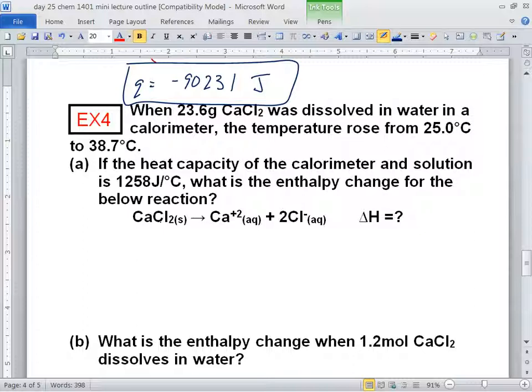The first part you use the temperature. C delta T. Yeah, because they gave us heat capacity. So it looks like you could be using that equation Q equals C delta T in some part of this solution. Right? You have to convert the 23.6 grams to... Good. Okay.